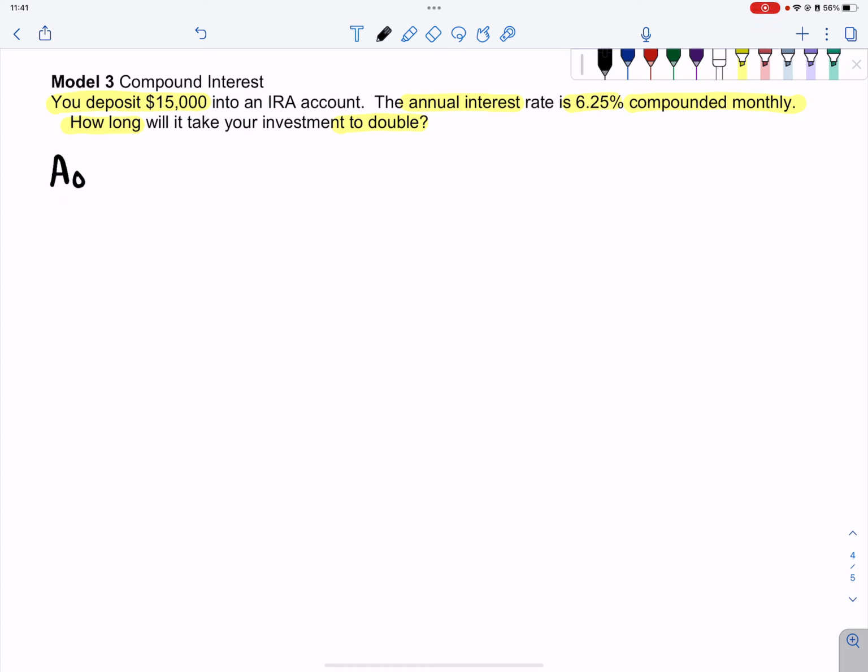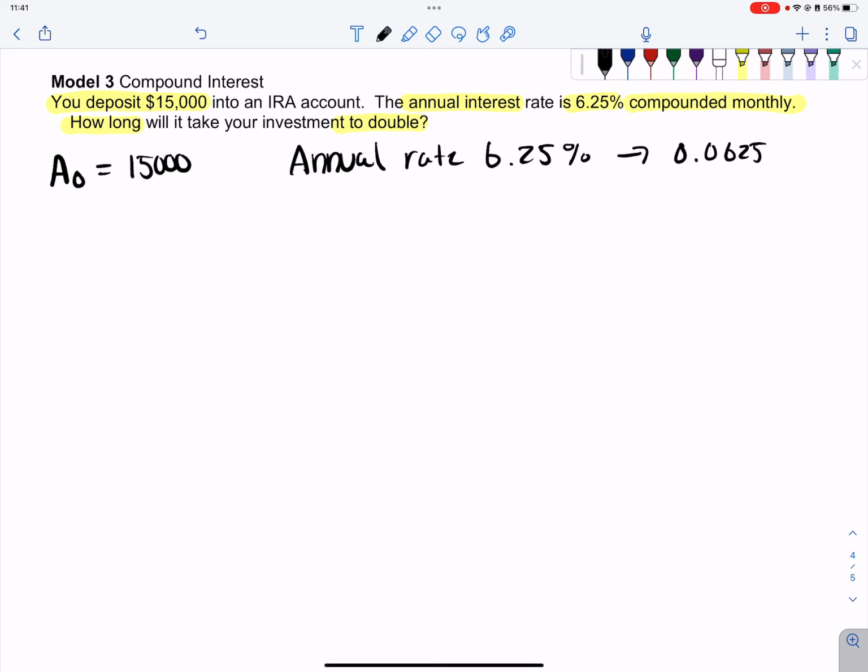We have that your initial amount, A0, is equal to $15,000, the amount you put in. We also have the annual rate is 6.25%, or in the decimal form, which we prefer, we need to divide it by 100, and that gives us 0.0625. But it's compounded monthly, which means we need to take the annual rate and divide it by 12 to get our monthly rate.